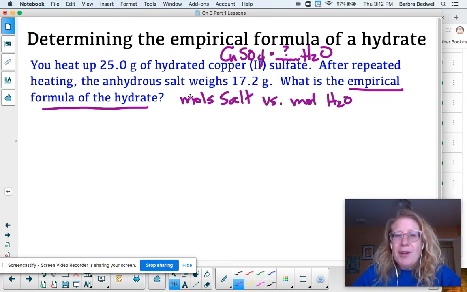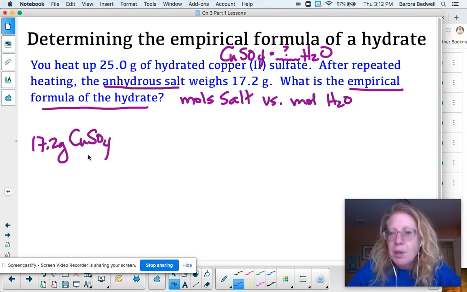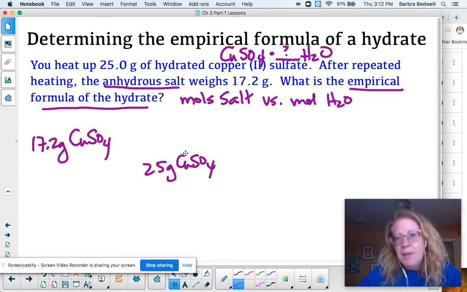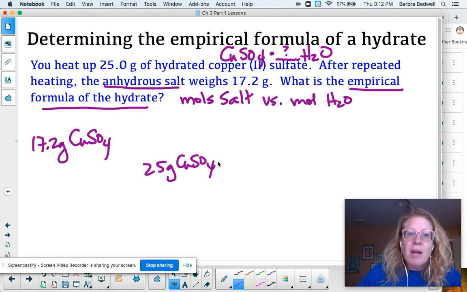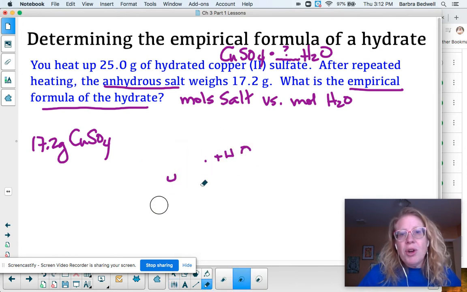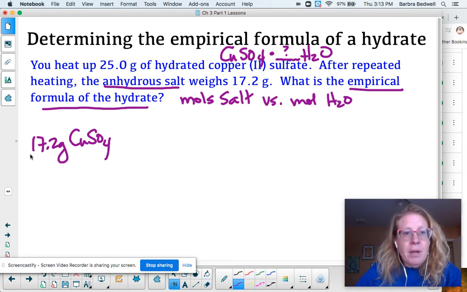So we got to start off by figuring this out. The 17.2 right here is the mass of our anhydrous salt. This is important because this is the one that does not have any water in it. So if I say 17.2 grams of CuSO4, I'm correct. If I say 25 grams of CuSO4, I am definitely not correct because this is 25 grams of CuSO4 plus some random amount of water that I don't know what it is. So make sure, step number one, is that you're always using your anhydrous mass so that you know that really is just the copper sulfate, whatever your salt is.